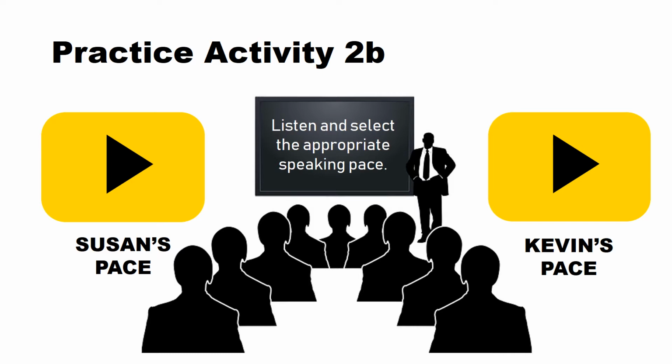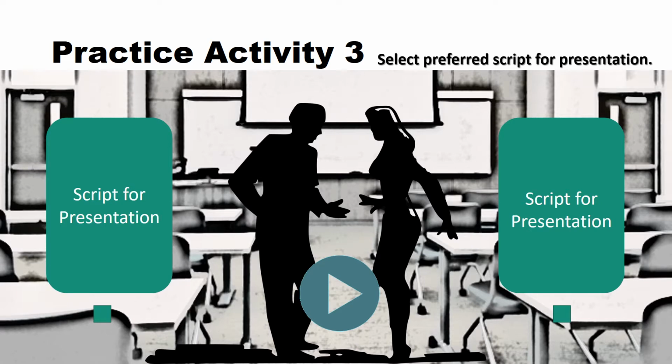So we have two different presenters, Susan and Kevin, and the learner will be able to press play on each of them and compare the pace of speech. Then they should be able to select, after listening to both, which is the more appropriate pace when presenting in a diverse setting.